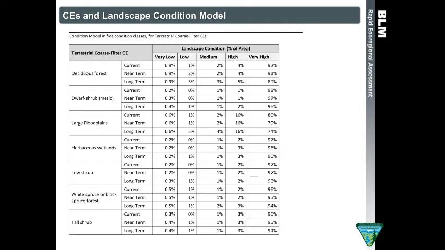Here is just an example of the landscape condition model. If you go down the right-hand side, for deciduous forest, it looks like it's all very high. But if you go down to the large floodplains, that's where most of the disturbance is currently occurring. And that's 79% there. Follow my cursor. And then in the long term, by 2060, it's supposed to be increased anthropogenic disturbance down in the floodplains. It's mostly concentrated on the floodplains, and it has been in the past and will continue in the future.